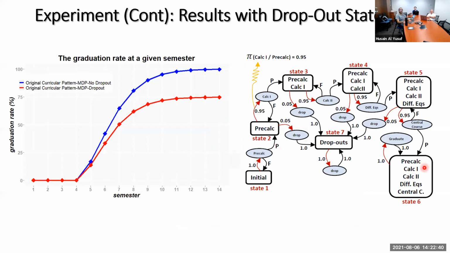So here, we introduce a dropout state. When there is a possibility a student can drop, this is the actual reality, so we add a state of a dropout and we got this result. So now we have this with the dropout and without the dropout. This is the original curriculum. The blue one is without the dropout states, and the red one with the dropout states.